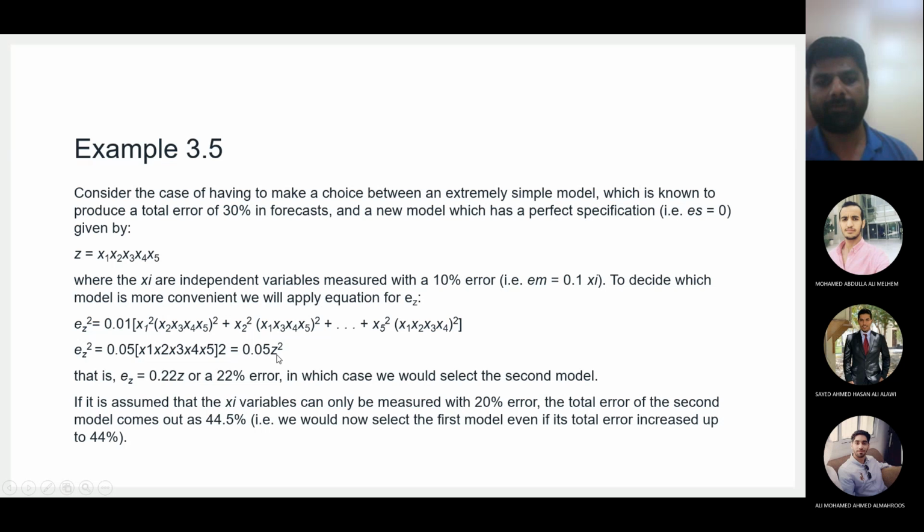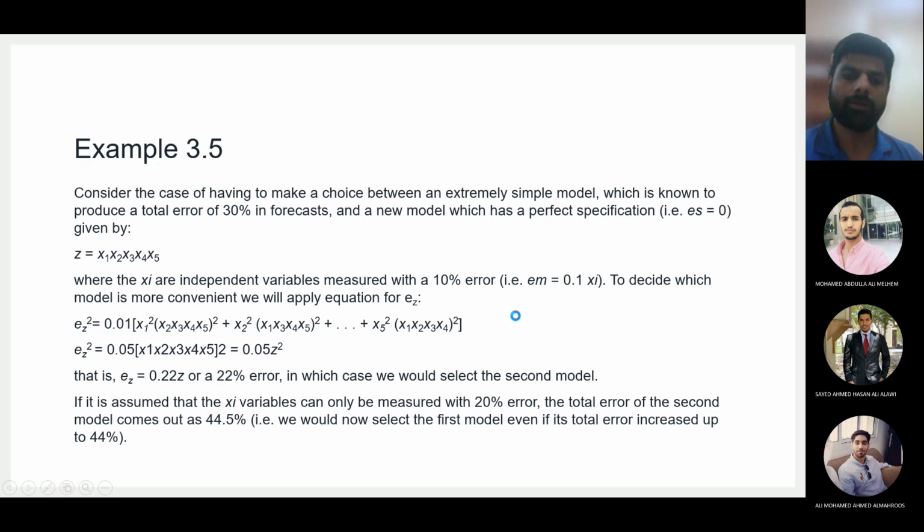Z square into 5. Each term is what? x1 square into x2 square into x3 square into x4 square into x5 square. Because when you did the partial differentiation, x1 was omitted, and then when you multiplied with the error term, x1 came back with a square. So x1 square into x2 square into x3 square into x4 square into x5 square means basically z square. Each of these terms is basically z square, and there are 5 terms. So 5 times z square. So 0.01 into 5 times z square will become 0.05 z square.